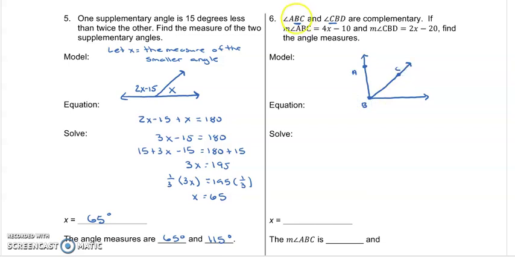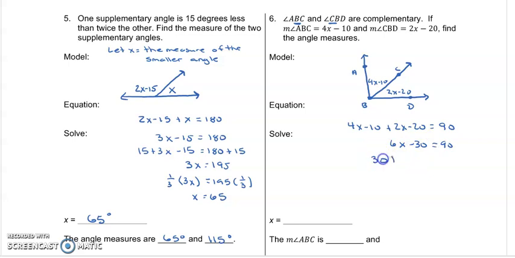And again, I know that B is the vertex because it's in the middle. And then I have C, B, and then D. So it tells me that this angle is 4x minus 10, and this one 2x minus 20. So I'm going to combine these and set them equal to 90. That's what my equation is because they're complementary. So 4x minus 10 plus 2x minus 20 equals 90. So that gives me 6x, and then minus 10 and minus 20 is minus 30.